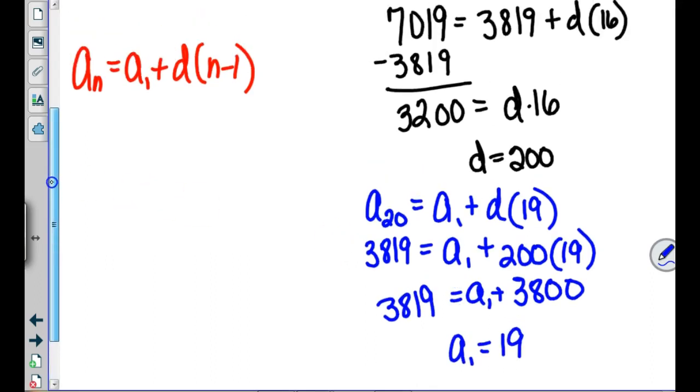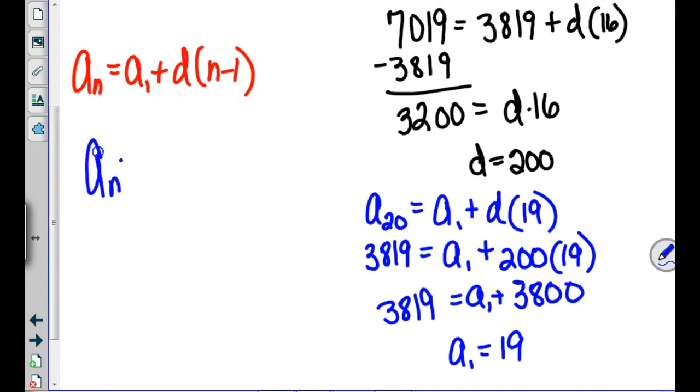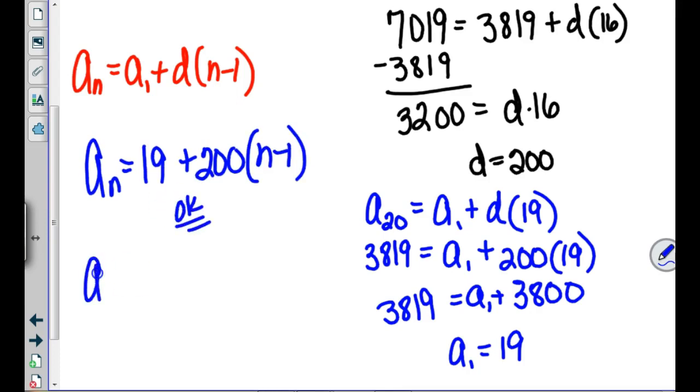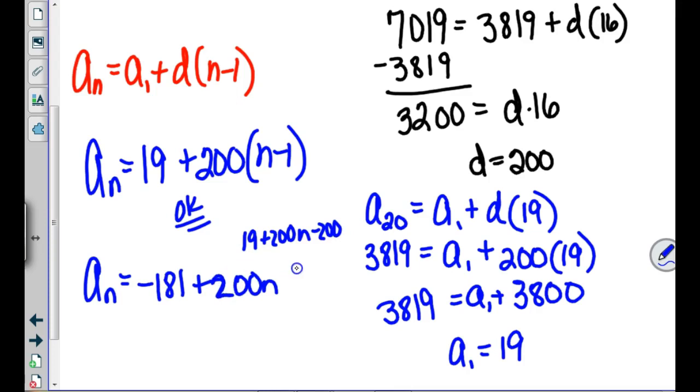So we got to go back and finish writing the whole sequence here. A sub n equals, what was the first term? Plus 200 times n minus 1. And I'm okay with that right there. The book, if you were checking, or the worksheet even probably, would distribute that. So you'd get 19 plus 200n minus 200, 19 minus 200, negative 181. Someone check me. Is that right? 19 minus 200? Okay. So this is what they would probably have, but I'm okay with this one too.